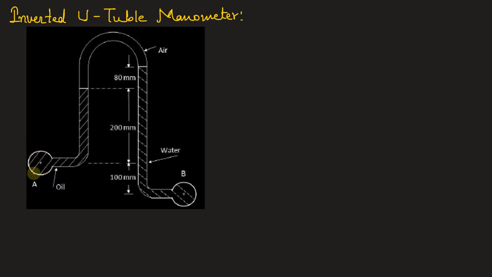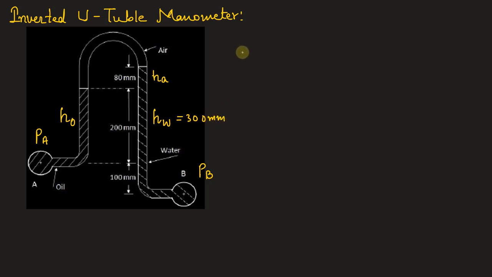Let's say the pressure in this pipe A is PA and in pipe B is PB. Since pipe A contains oil, let the height of oil in the U-tube manometer be HO, that's 200 millimeter given in this problem, and let this height at 80 mm be HA, and the rise of water in the column be HW. So HW will be 200 plus 100, that is 300 millimeter.